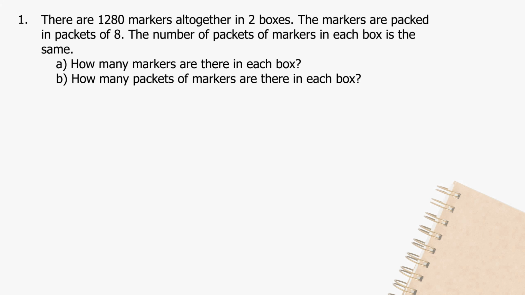There are 1,280 markers altogether in 2 boxes. The markers are packed in packets of 8. The number of packets of markers in each box is the same. A. How many markers are there in each box? B. How many packets of markers are there in each box?